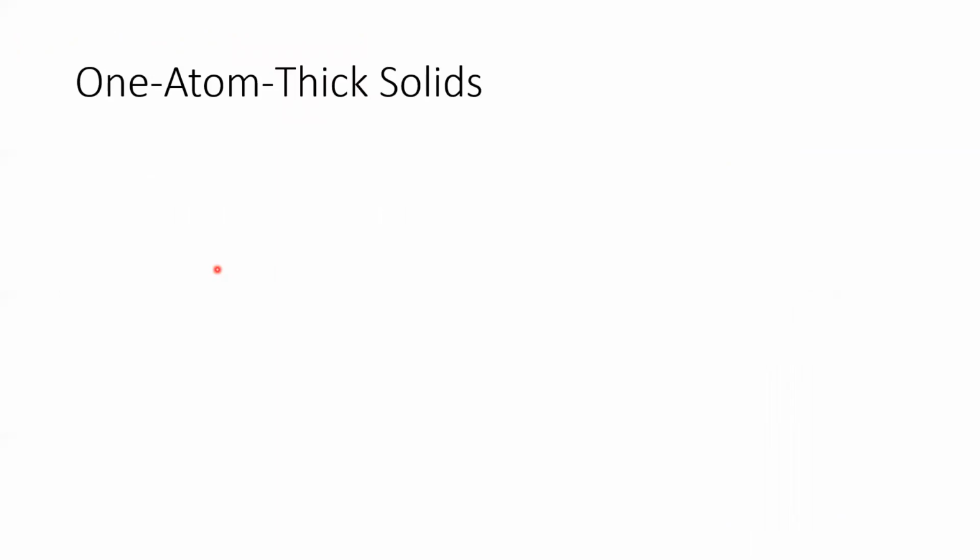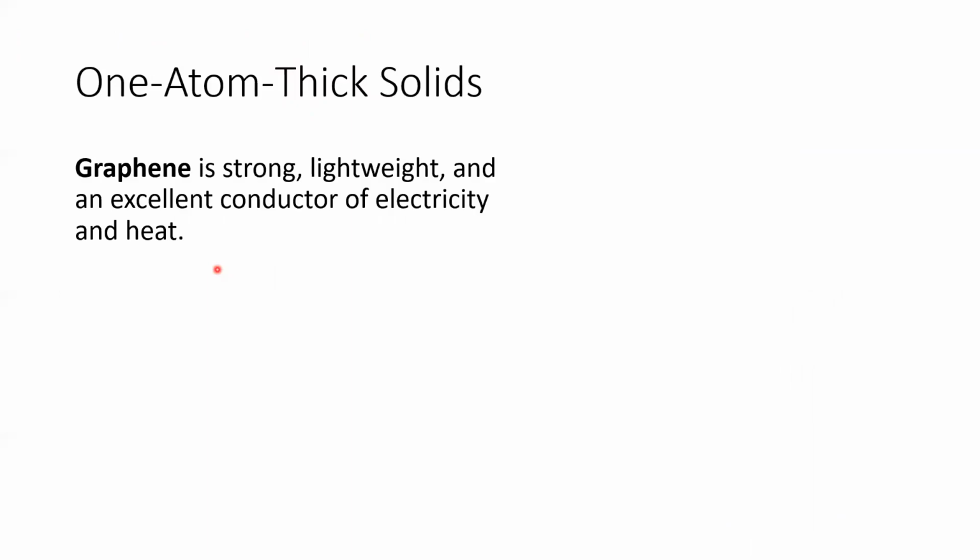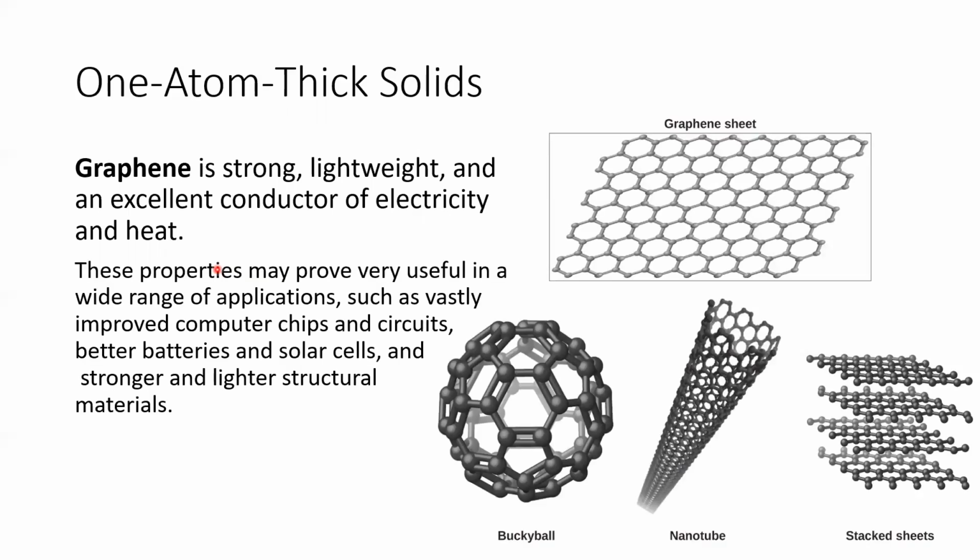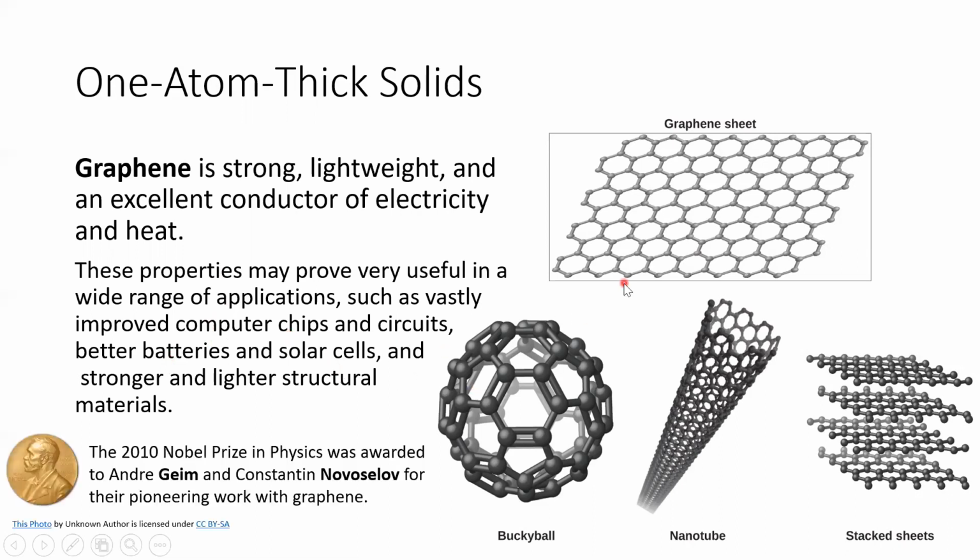There are some solids that are 1 atom thick. Graphene is a good example. It's strong, it's lightweight, and it's really good at conducting electricity and heat. So it's been used in computer chips and circuits, and to make batteries better, and for solar cells. And this is a really up and coming type of research solid that's used in lots of different kinds of applications.